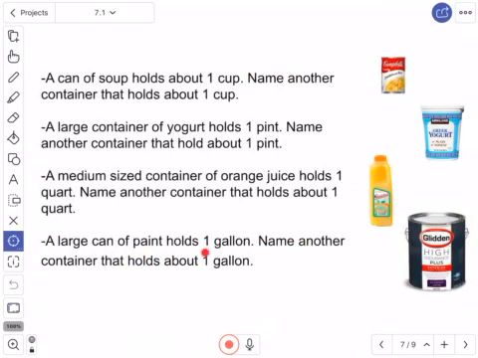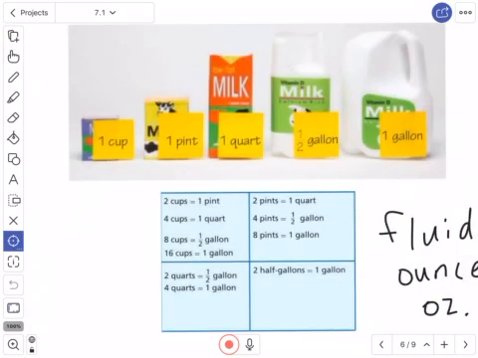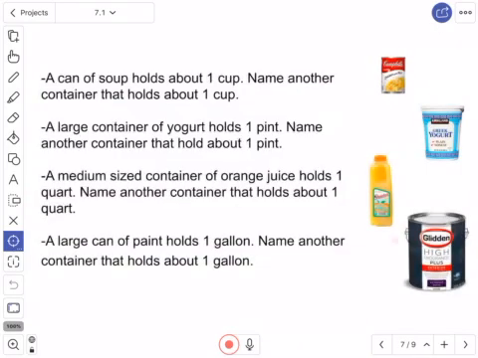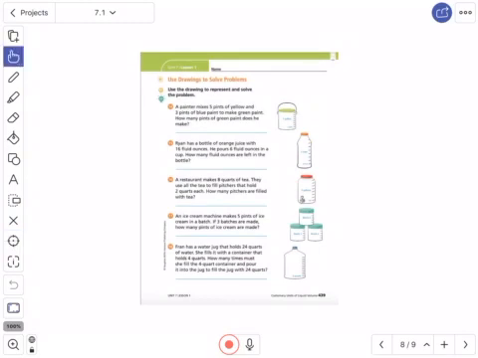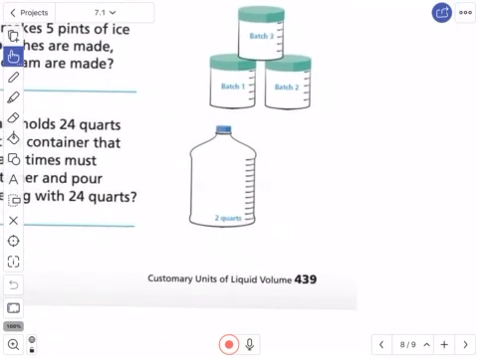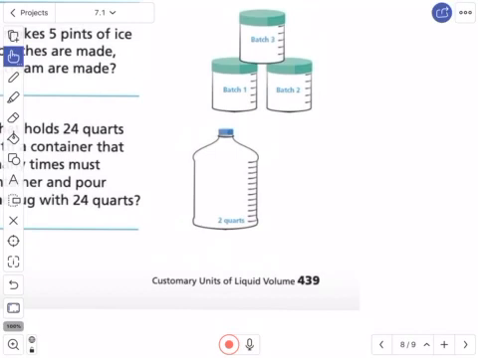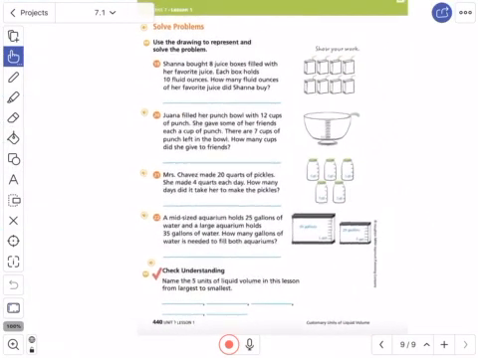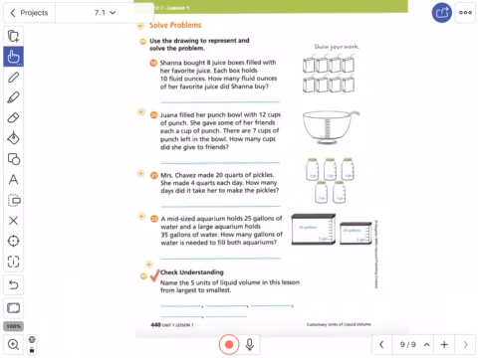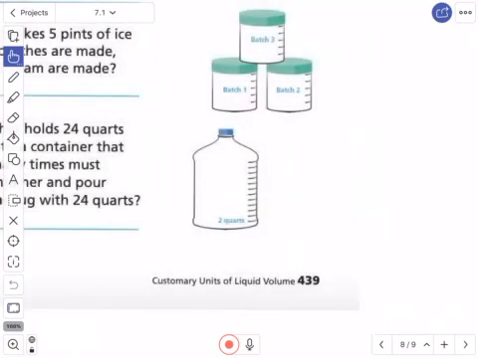And then the largest one is a gallon. So you can get big gallons of liquid like that, or a can of paint would also be a gallon. Now the first sheet that we're going to be looking at today is page 439. We're going to be doing page 439 and page 440 today. So if you haven't pulled those off of Schoology and sent them to Notability, you can do that now.